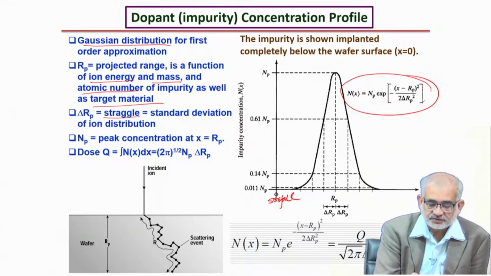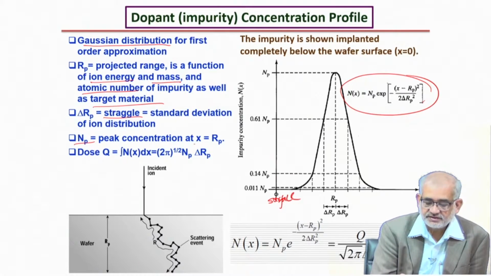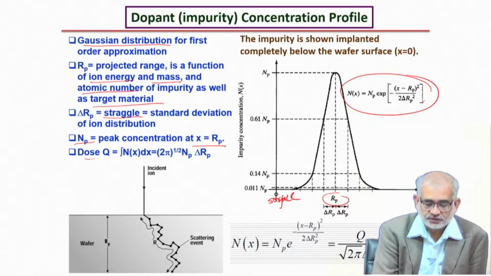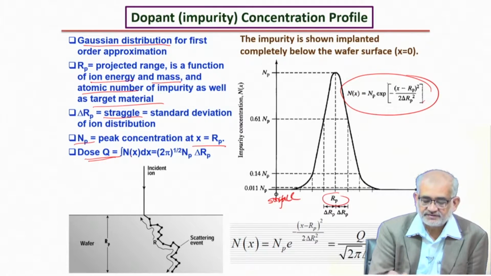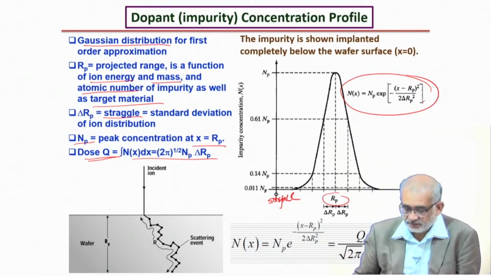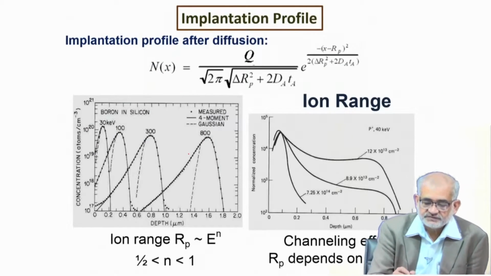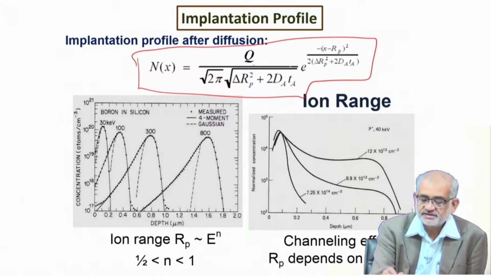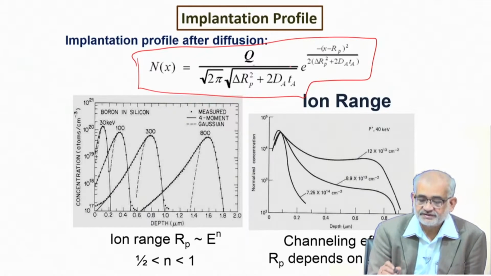Also, there will be a certain amount of spread, lateral spread or straggle associated with this below the surface, and the peak concentration is not at the surface but at a distance of Rp below the surface. And the overall dose, the number of ions per unit area, will be given by a function like this, which will depend upon both the straggle and the peak concentration below the surface. So this is what we just discussed, and this gives a fairly accurate diffusion depth and range.